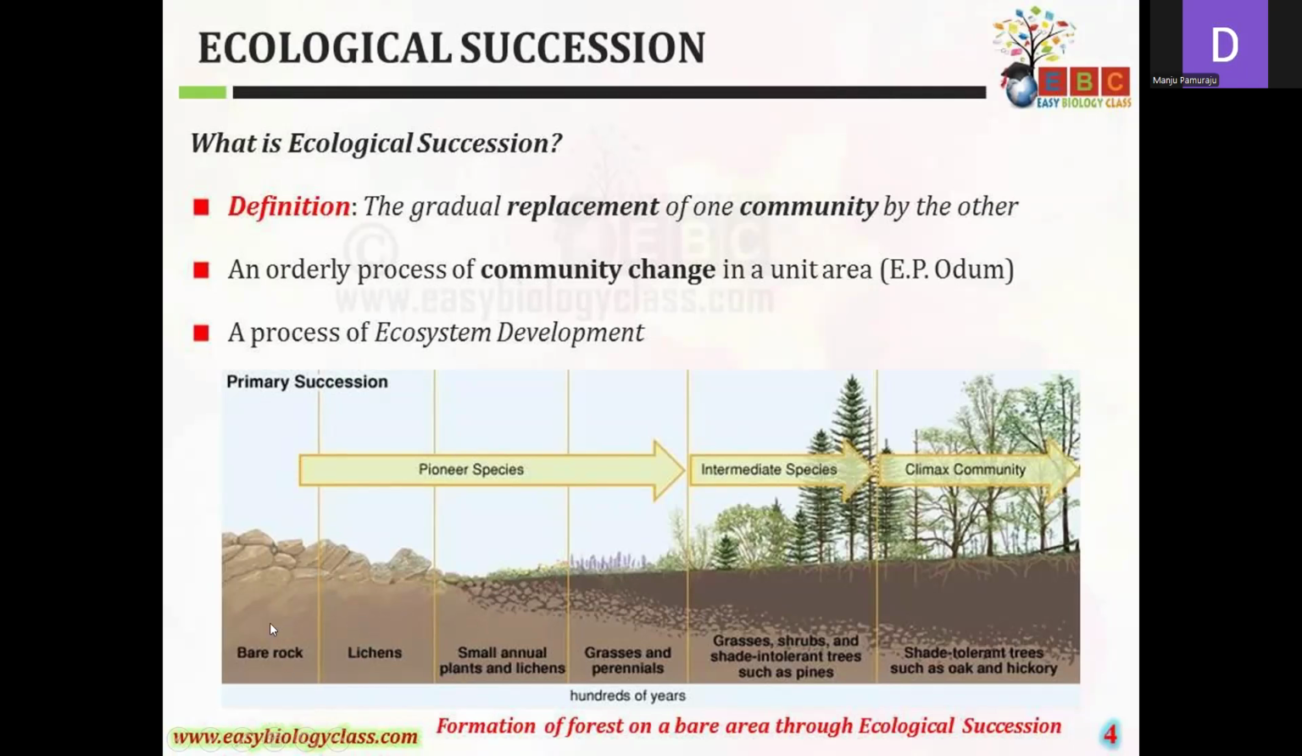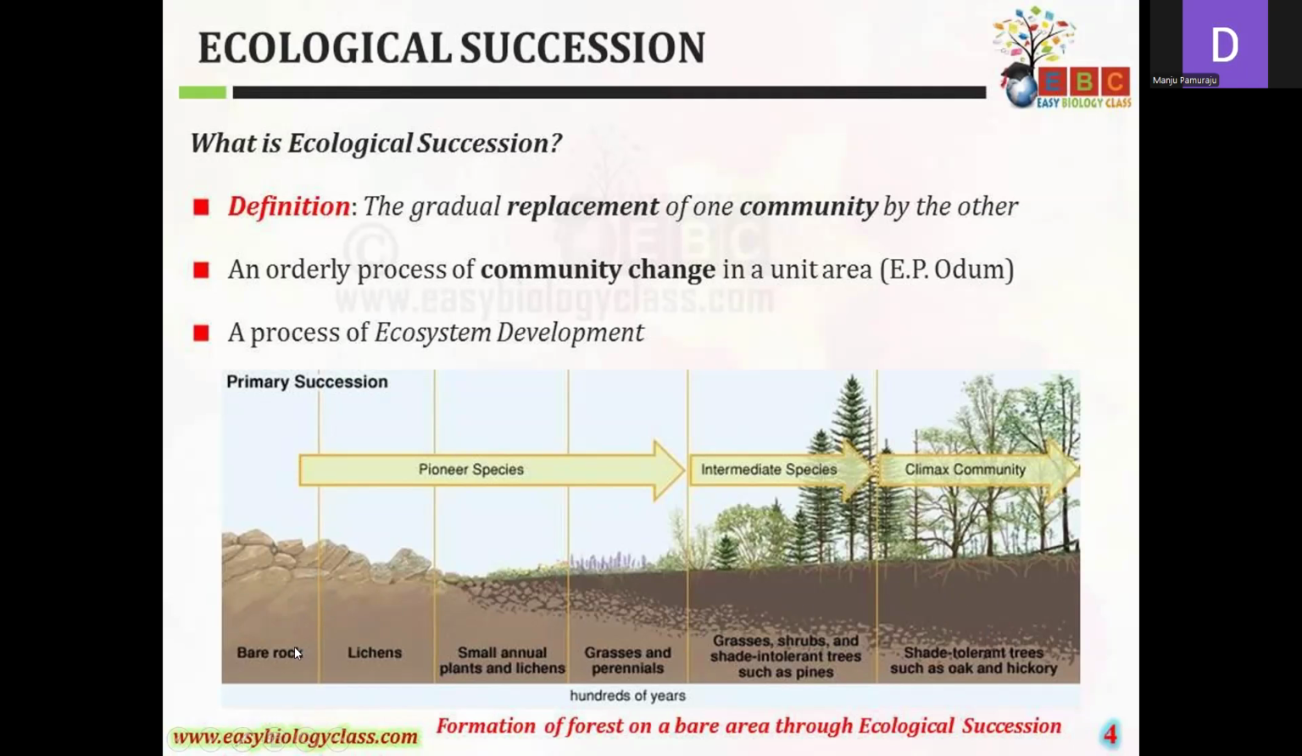It is again of two types, primary succession and secondary succession. In primary succession, a bare rock area is first occupied by lichens. Next, it is replaced by small annual plants and lichens. Next, the area is replaced by grasses and perennials, and again by grasses, shrubs and shade intolerant trees. Again, it is replaced by shade tolerant trees. So the same area is occupied by different communities, and the final stage formed is called the climax community.